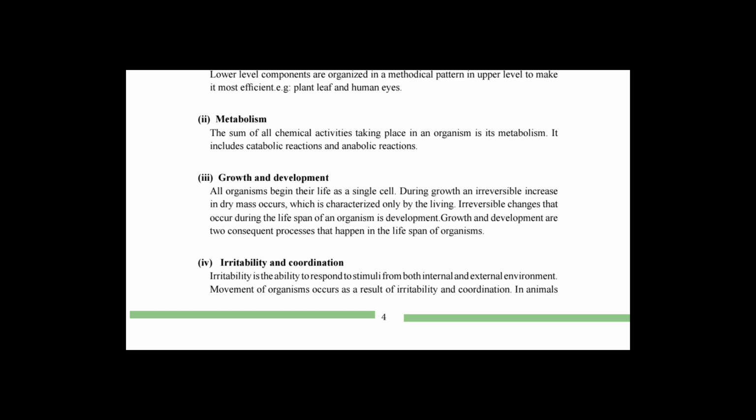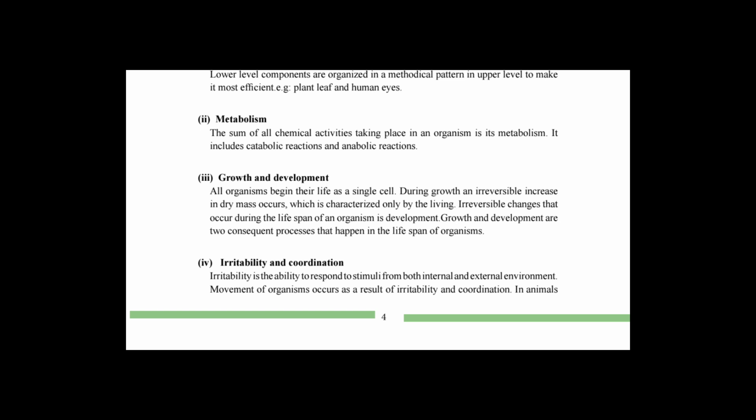Next one is growth and development. So in growth and development, all organisms begin their life as a single cell. Okay, every organism has a single cell in the beginning. After that, unicellular organisms remain unicellular, and multicellular organisms become multicellular. Multicellular means from this single cell they will divide and divide and divide. They will form multiple cells, and they will form a multicellular organism. But however, all organisms begin their life as a single cell.